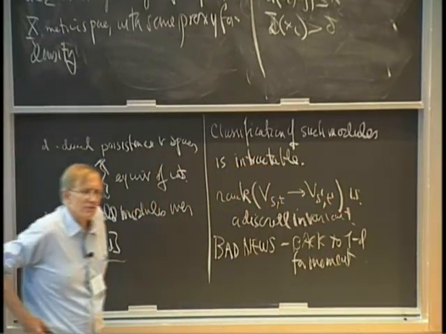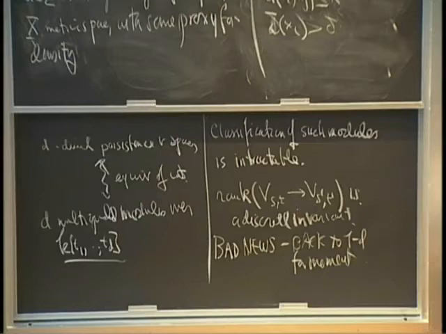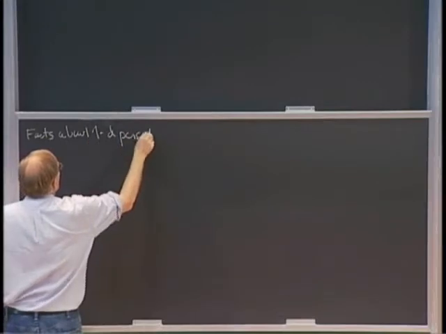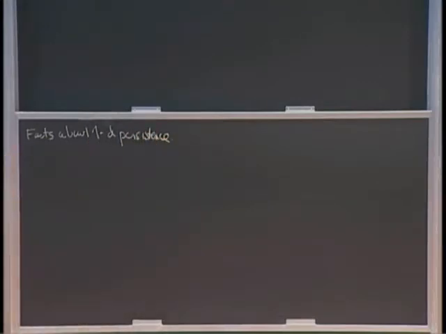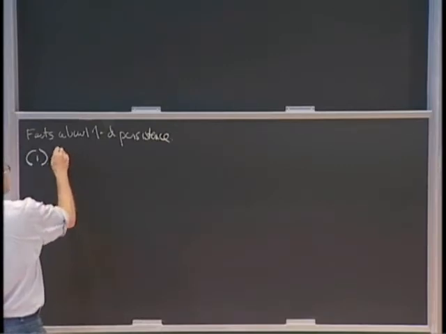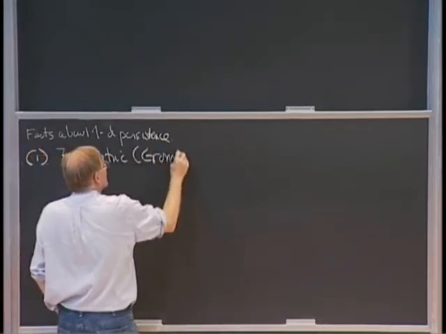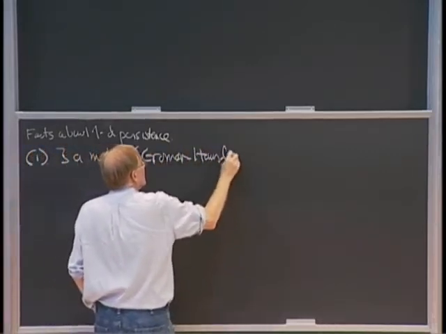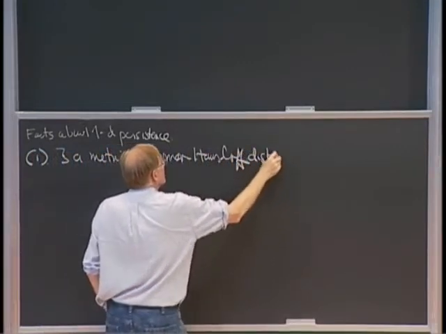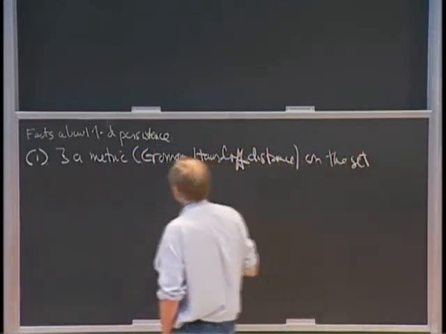Okay, so here are some interesting facts about 1D persistence. Let me remind you, there exists a metric called the Gromov-Hausdorff metric, for distance, on the set of all compact metric spaces.